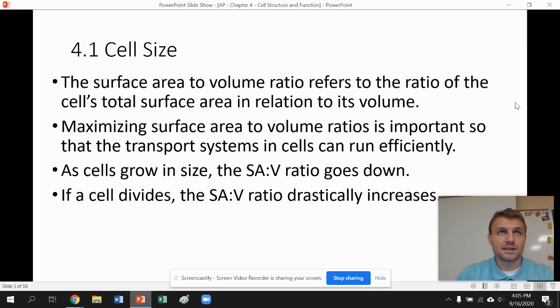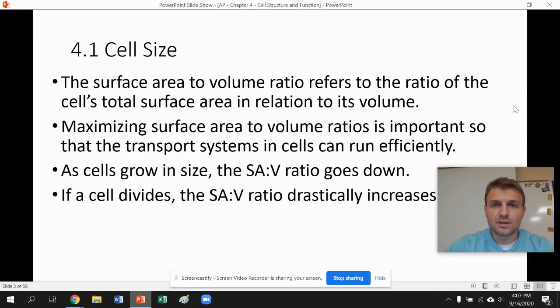One of the questions that might be asked is, well, why doesn't an organism just get bigger, like one cell, and just get bigger and bigger and bigger? The reason why that doesn't happen is because of surface area to volume ratios. So the big aspect about surface area to volume ratio is that as a cell gets bigger, the surface area to volume ratio is not going to stay the same. As a cell gets bigger, the surface area to volume ratio is going to go down. As a cell divides and keeps the same size, that's going to keep the surface area to volume ratio drastically up. Okay, it's going to increase it.